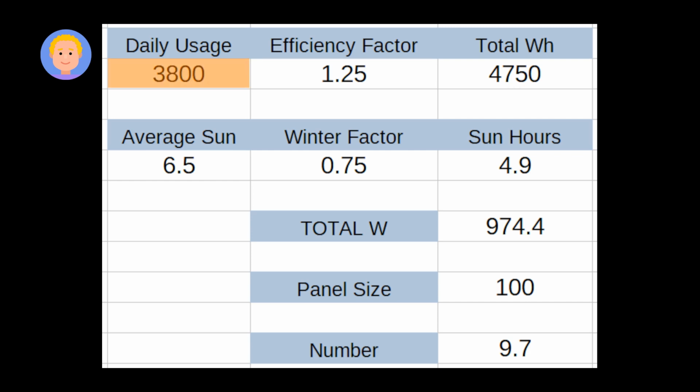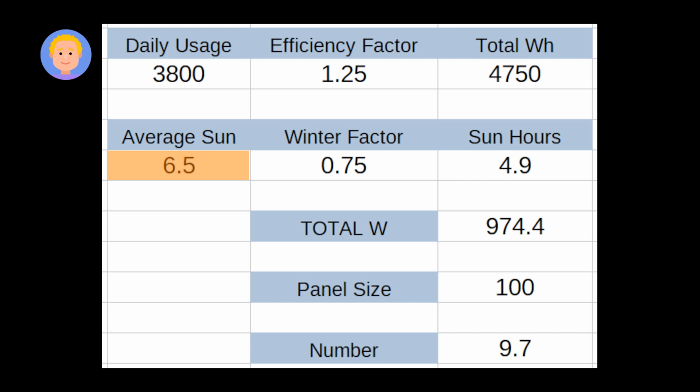So for Jim's example, we saw he uses about 3,800 watt hours a day. We take that 3,800 watt hours in daily electrical usage and we multiply it by that efficiency factor of 1.25, and that gives us a total of 4750 watt hours. From the chart, we saw that the average sun hours in Arizona is 6.5.